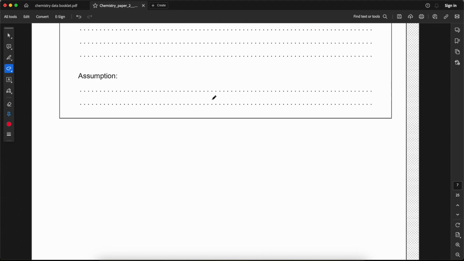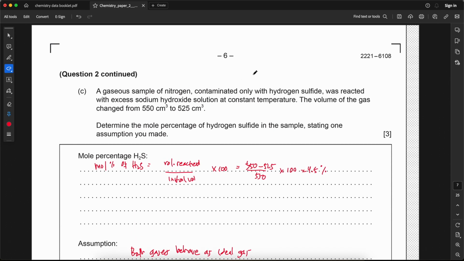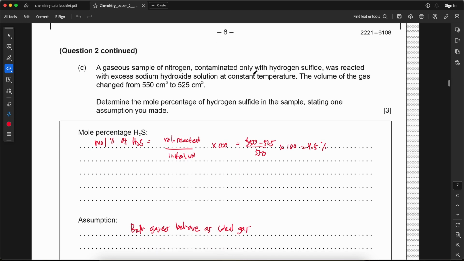What about the assumption? Both gases behave as ideal gases, nitrogen and hydrogen sulfide. Ideal gas rules are they do not repel or attract each other, they move very fast, they have no volume themselves, and they do not lose kinetic energy when they collide. So these two show the behavior of ideal gases.